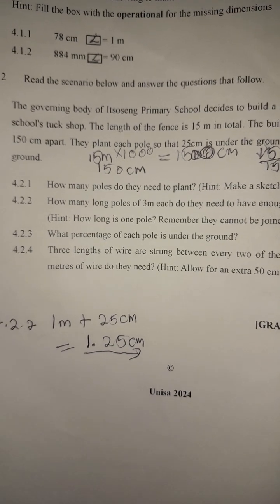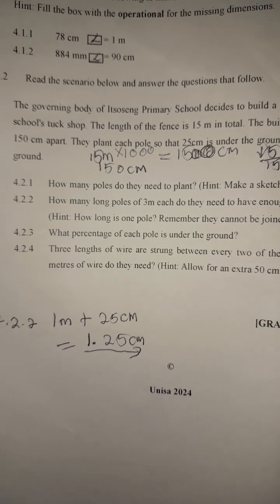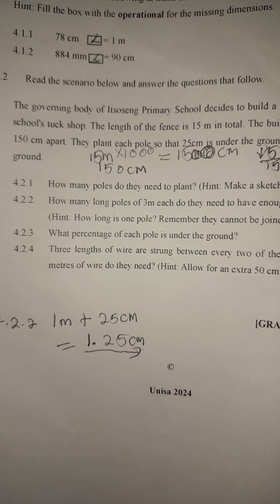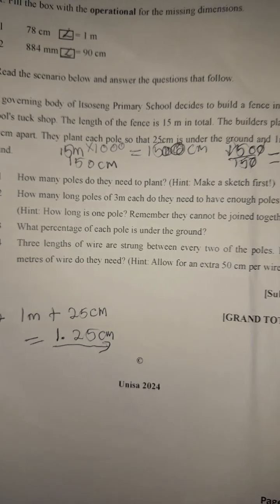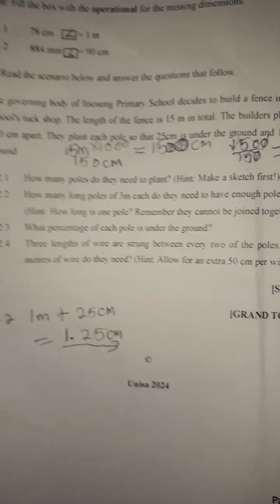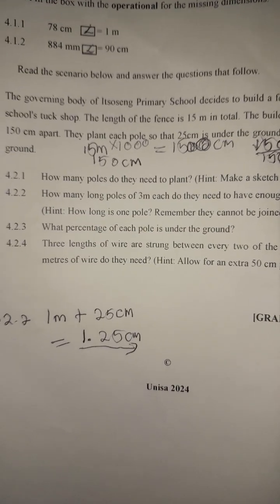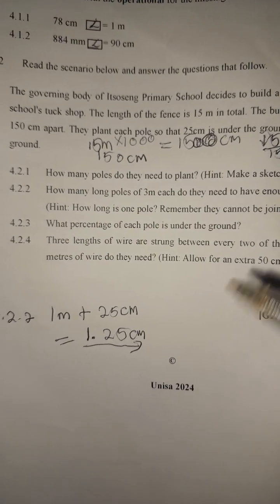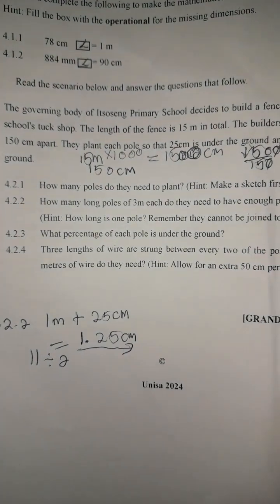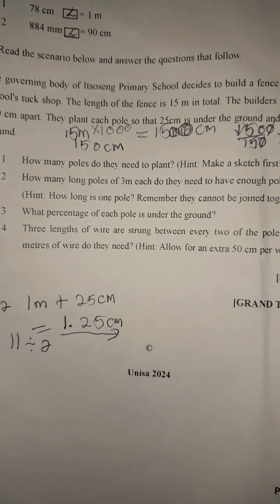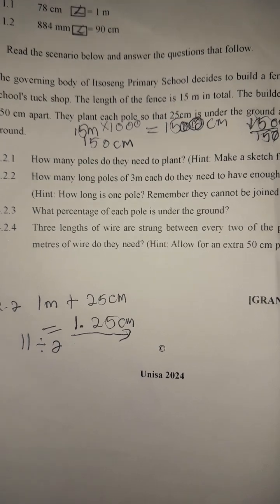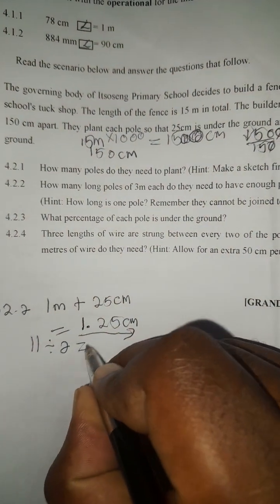So since each 3 meter pole can be cut into 2 poles, we need to understand this. Each 3 meter pole here, guys, can be cut into 2 poles. So going back to 4.2.1, we have 11 poles. Let's take those 11 poles and divide them by 2. Each 3 meter pole can be cut into 2 poles, that's why I divide by 2. So if you divide 11 by 2, what are you going to have?